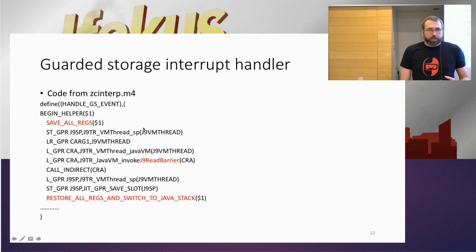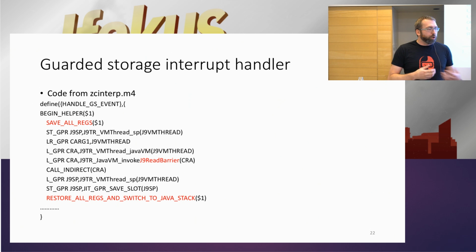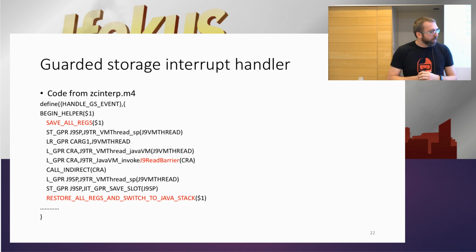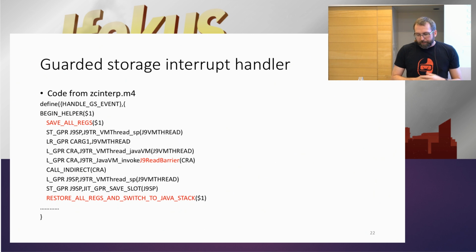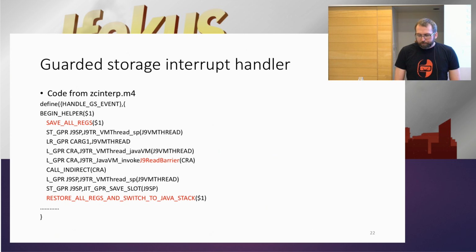So for the guarded storage interrupt handler, on startup, you just have to register. There's an API where you register what you want to happen when the trap happens. So I just wanted to throw up quickly what the trap looks like for us. The first thing in the red is macro assembly generated code. We have some macros that basically will save all of our working registers. We then go down and load the pointer to our C callable read barrier, and then call it, then come back and load everything back and switch to Java.